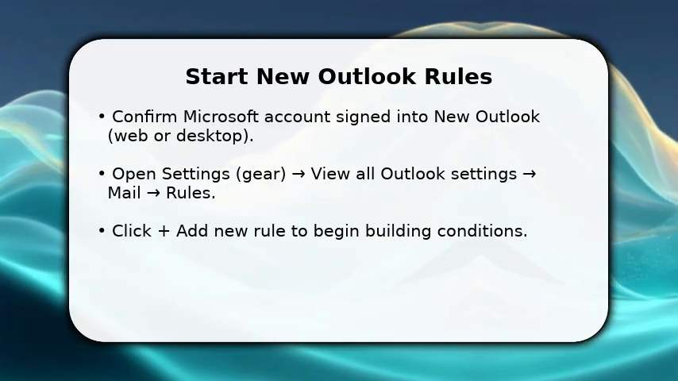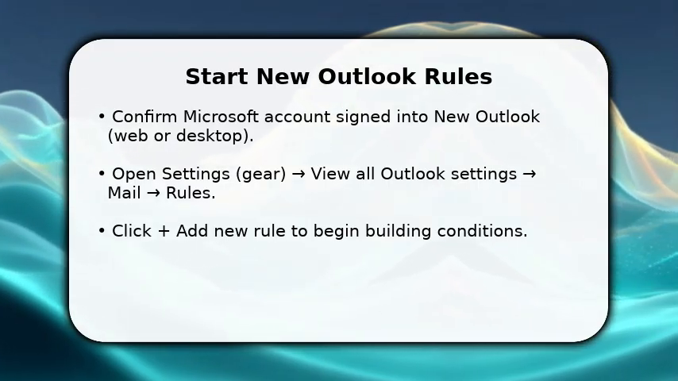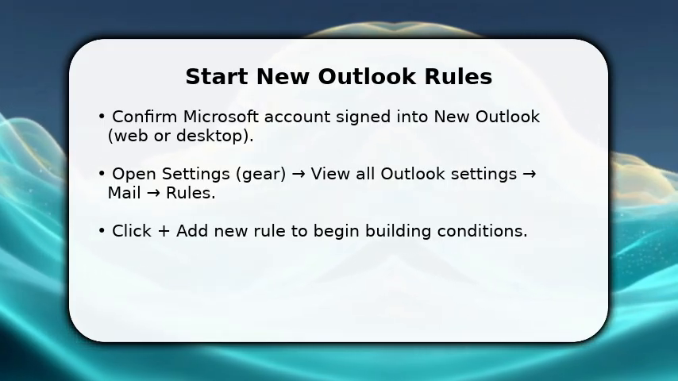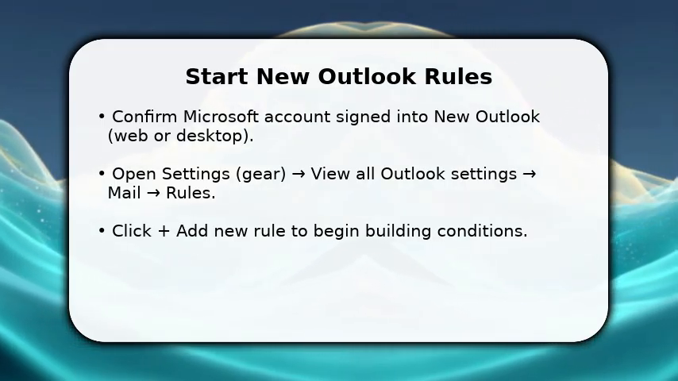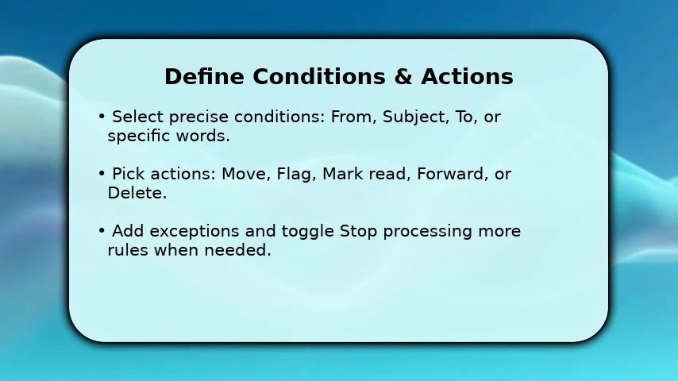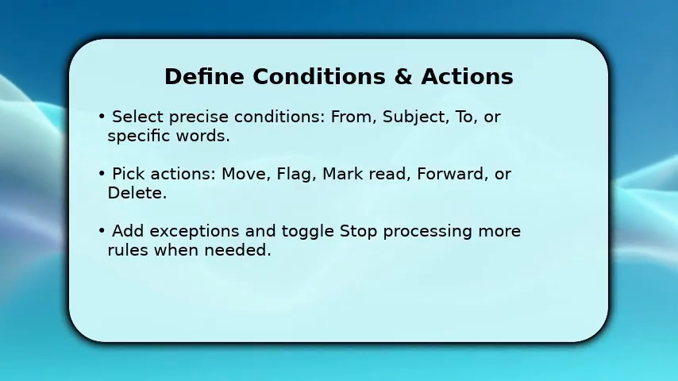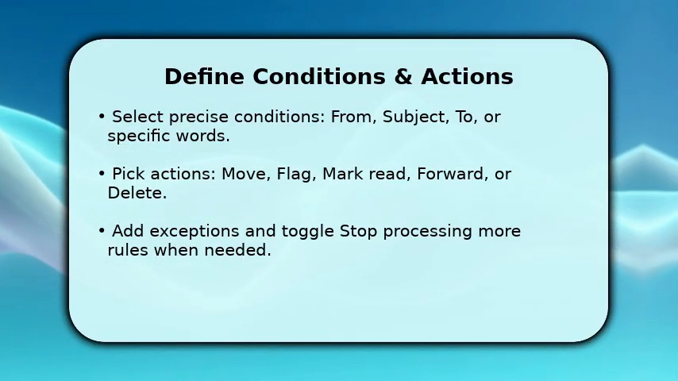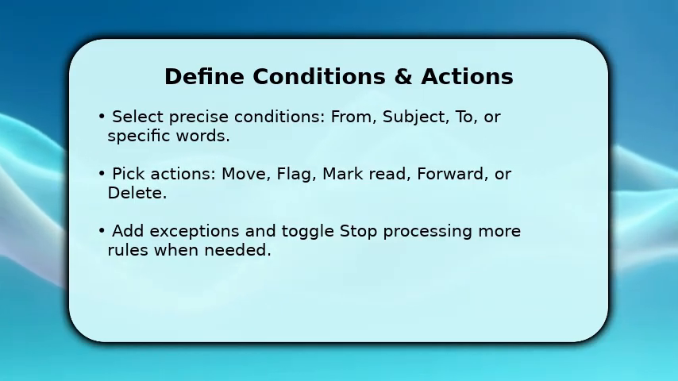Once done, choose the primary action: move to Folder, mark as Read or Delete, and prepare to refine with exceptions in the next step. You're in the middle of building the rule. Focus on accuracy. Choose multiple conditions if needed. For example, From plus Subject Contains to reduce false positives, and then add the primary action like Move to Folder.